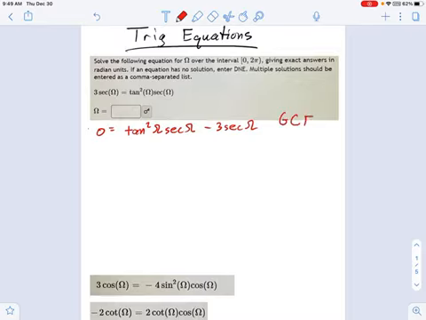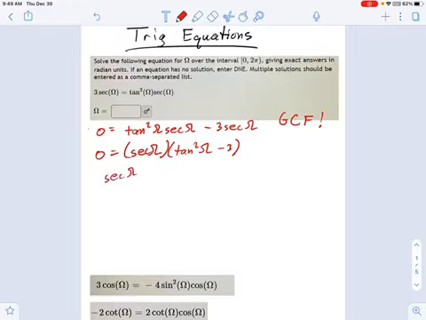Now we think, how can we factor this? GCF should always be one of the first tools you have. So 0 equals, what do I factor out as my greatest common factor? That's a secant. Both of these terms have a secant omega. So secant omega times tangent squared omega minus 3. Now we solve each of these separately.